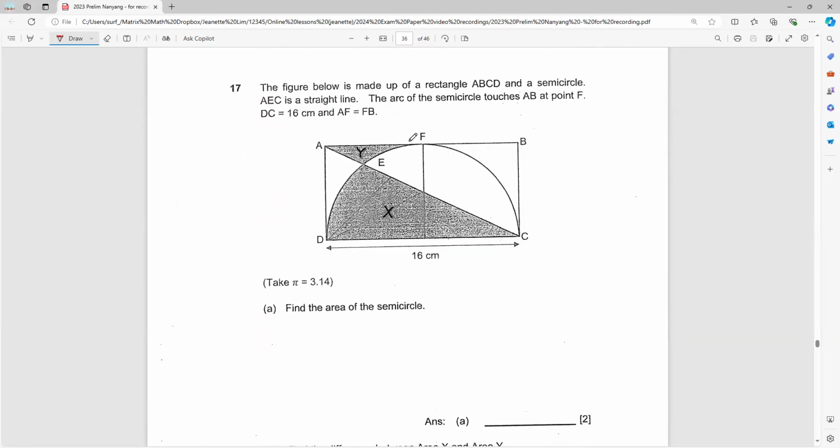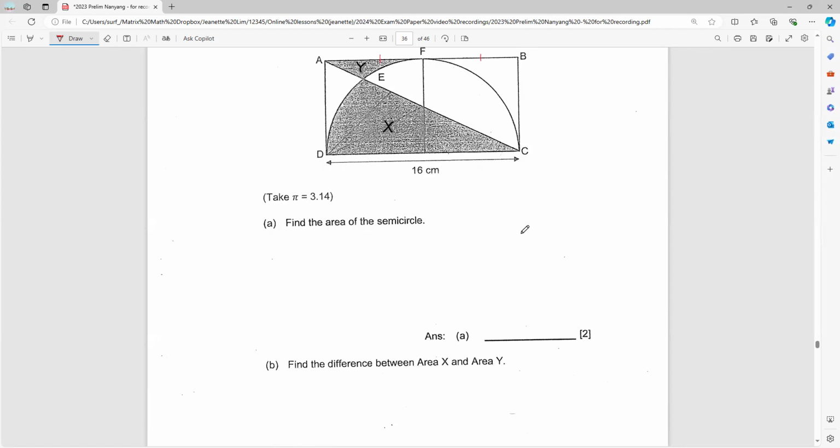Last question, 17. The figure is made up of a rectangle and a semicircle. AEC is a straight line. The arc of the semicircle touches AB at point F. Then we have 16 cm and AF equals FB, okay? Find the area of the semicircle. Area of semicircle, you just apply the formula. The formula for area of a circle is pi times radius times radius. So we need the radius.